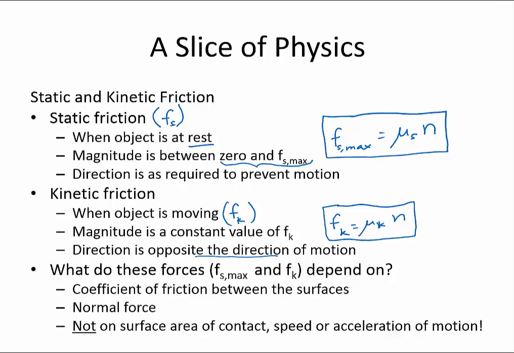And the Fs max and Fk depend on the two things we discussed, the coefficients of friction and the normal force, but surprisingly they do not depend on the surface area of contact, the speed of the motion, or the acceleration of the motion. Thank you, and in the next video we'll take an example problem to look at these concepts.